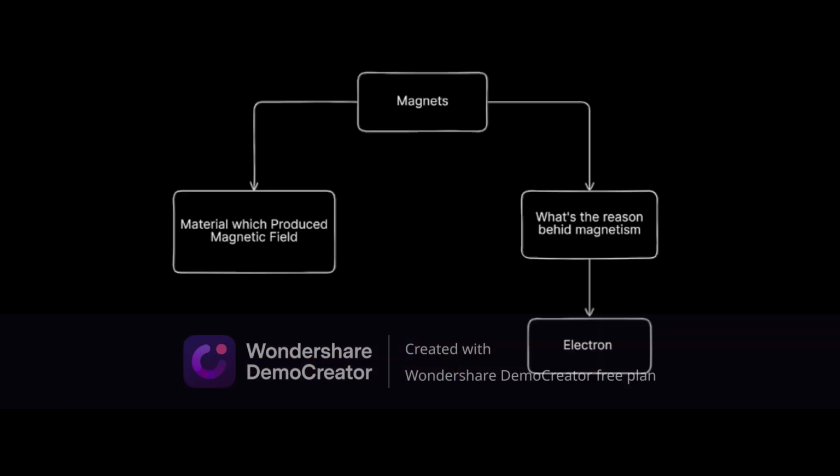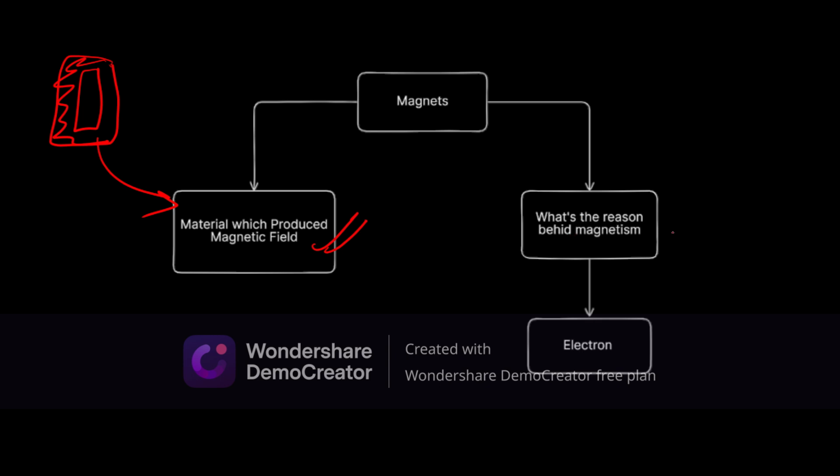As we have been using magnets in our daily life, we know what magnets are: the materials which produce a magnetic field. If you have any material and the material is producing a disturbance around it, that disturbance is known as a magnetic field. So any material which produces a magnetic field, or you can say a disturbance around it, we call a magnet. So what's the reason behind this magnetism?